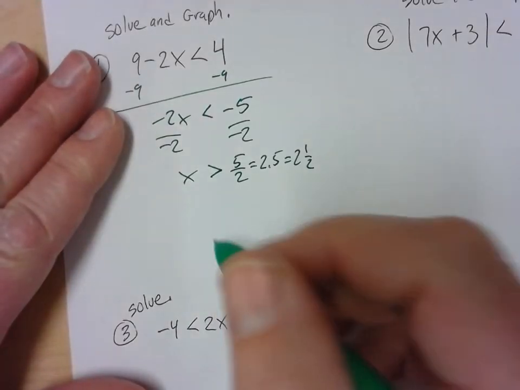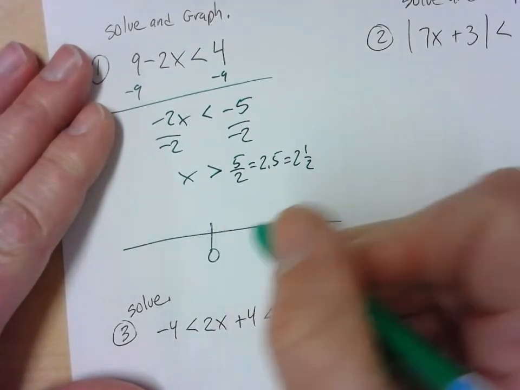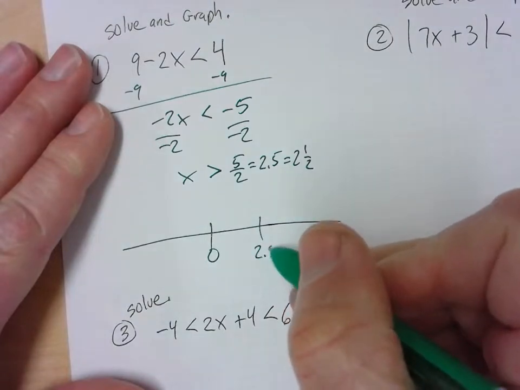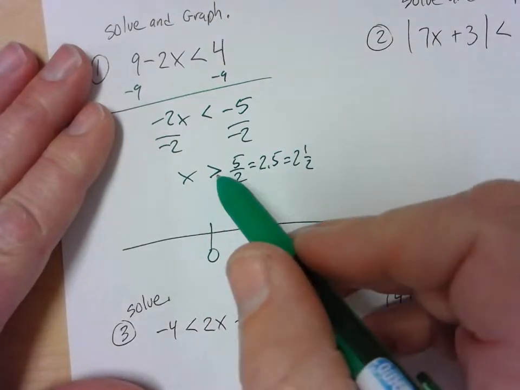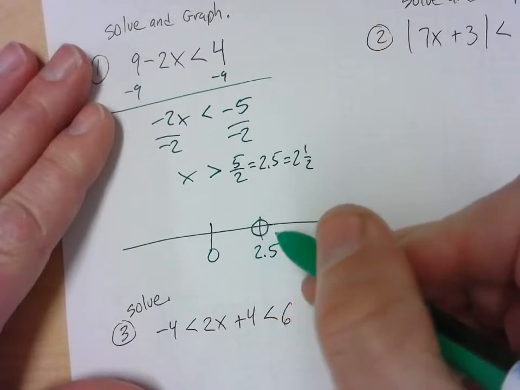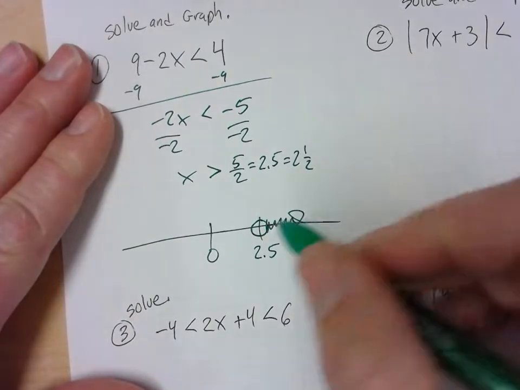So we're going to put a 0 here, and I'm going to count by 2 1/2. So look what I did there. I counted by 2 1/2. So I'm going over 2 1/2, and it's greater than, but it's not touching the 2 1/2. So I put an open circle and shade to the right, because that's where the greater, bigger numbers are for x.